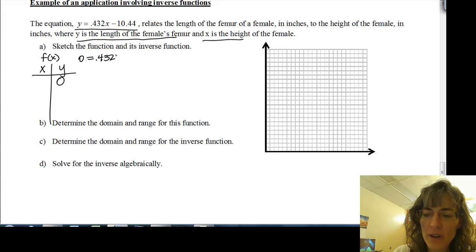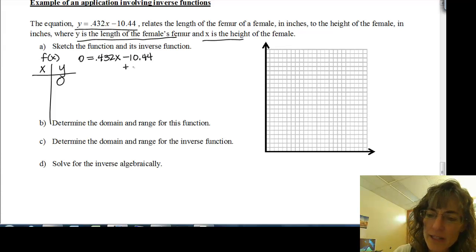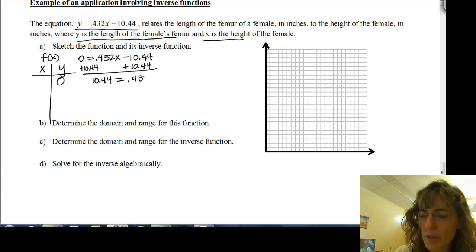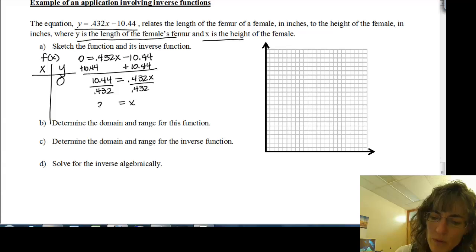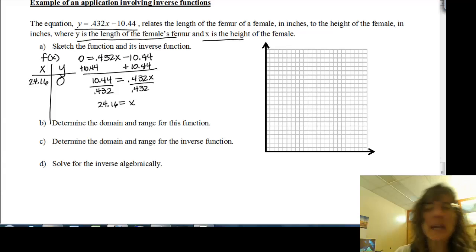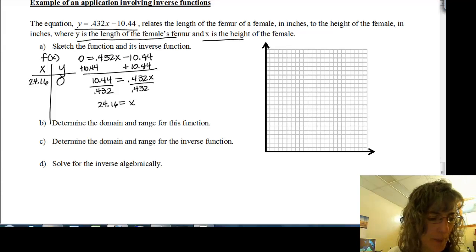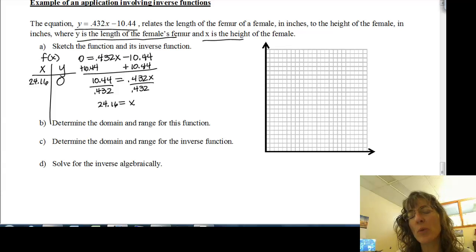So I just set it equal. 0 equals 0.432x minus 10.44. And to find x, I just add 10.44 to both sides. And I have 10.44 equals 0.432x. Divide both sides by 0.432. And I get x equals 24.16. And I had to round, it doesn't come out exact.